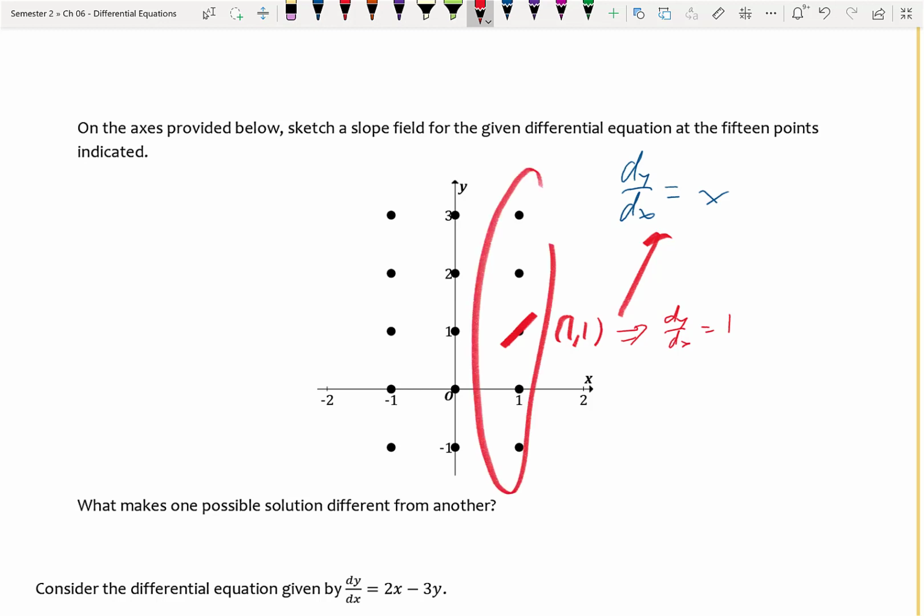And on this vertical line, isn't every single x value exactly the same? They all have an x value of 1. And since the dy over dx is only dependent on x, equals 1, we're going to plug in, and they're all going to be 45 degrees.